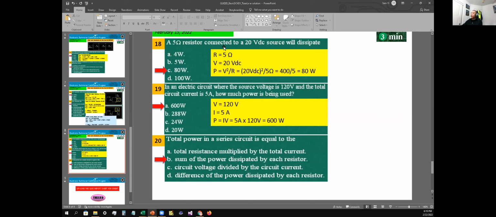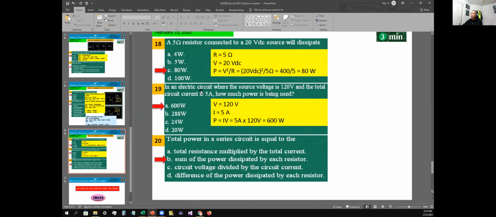A 5 ohm resistor connected to a 20 volt DC source will dissipate, okay, so this one is calculating power. So R is 5 ohm, voltage is 20 volt. And then you got power equals V squared divided by R. So therefore 20 volt VDC squared divided by 5 ohm. So 20 squared would be 400. Divide by 5. Okay, so 400 divided by 5 gives you 80 watts. So the answer is C as in cat for number 18.